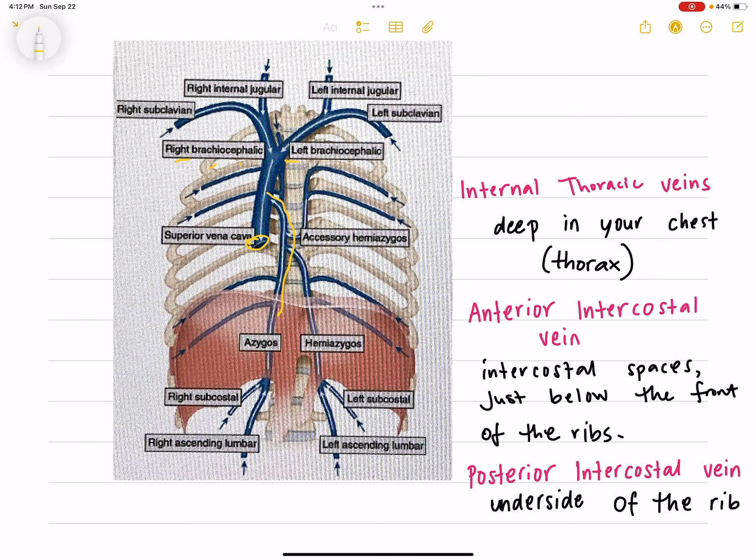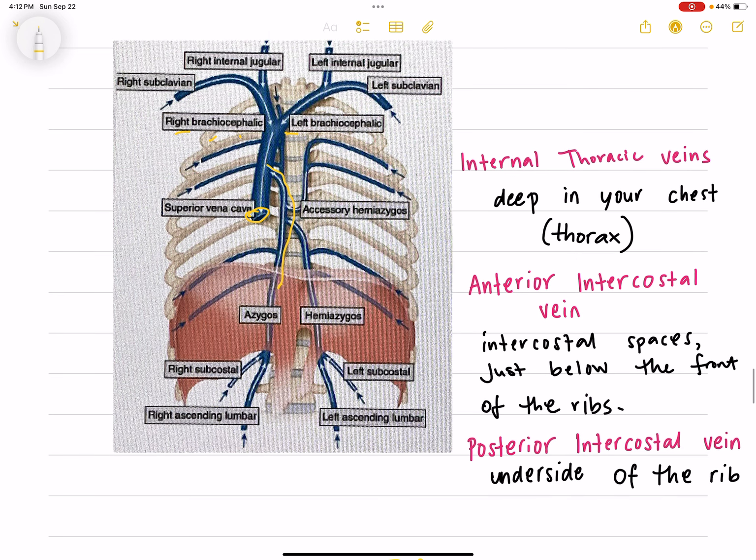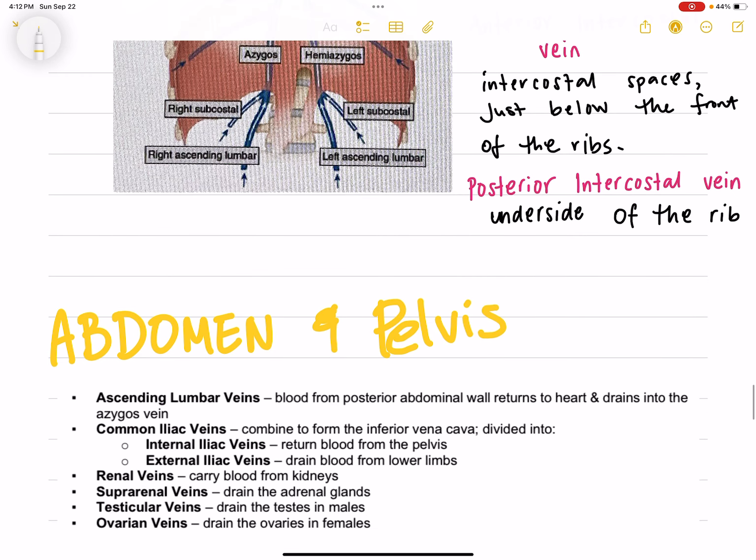So ang hemiazygos vein or ang accessory hemiazygos vein drains blood from left side of posterior. So you can see, di ba, left na diri, right. So drain blood from left side of posterior intercostal veins and empty into azygos vein. Okay. So veins of the abdomen and pelvis.